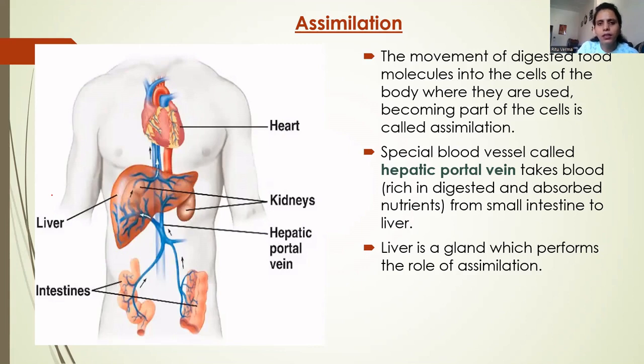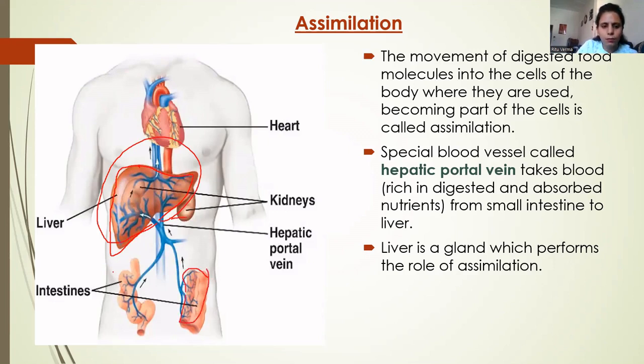And the process of assimilation is done by a very important organ in the body, which is known as the liver. Remember, this question could be asked in the exam: which organ performs the job of assimilation in the human body? That organ is the liver, and you can see here in the picture, this is the liver.